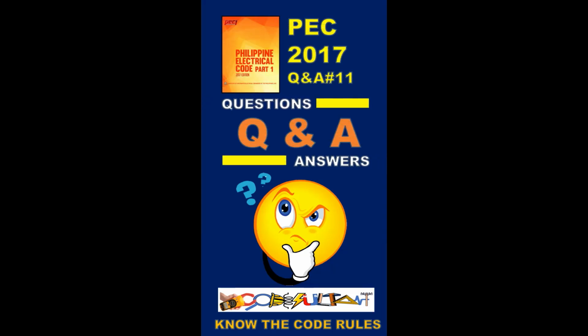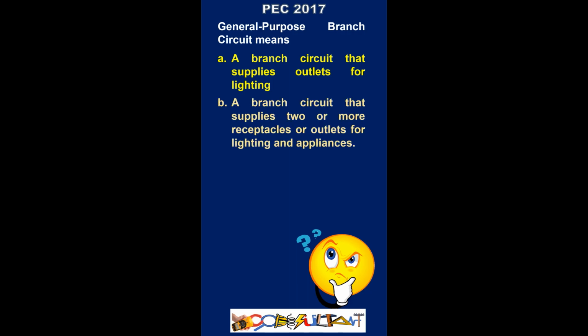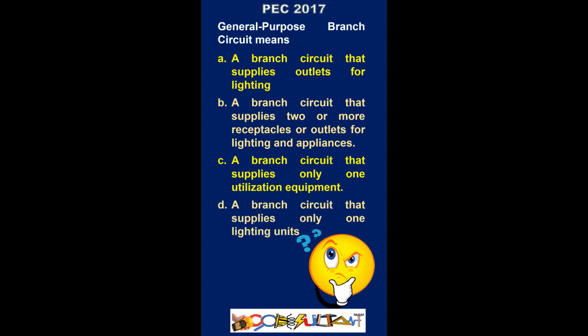PEC question and answer number 11. General purpose branch circuit means: A. A branch circuit that supplies outlets for lighting. B. A branch circuit that supplies two or more receptacles or outlets for lighting and appliances. C. A branch circuit that supplies only one utilization equipment. D. A branch circuit that supplies only one lighting unit.